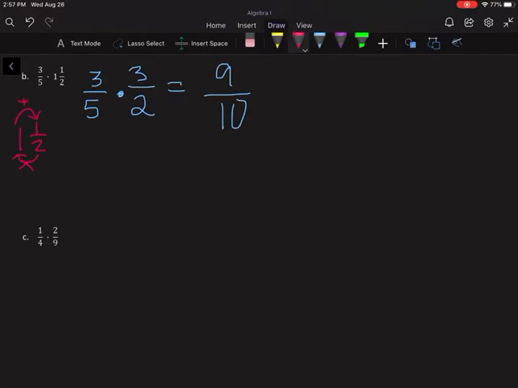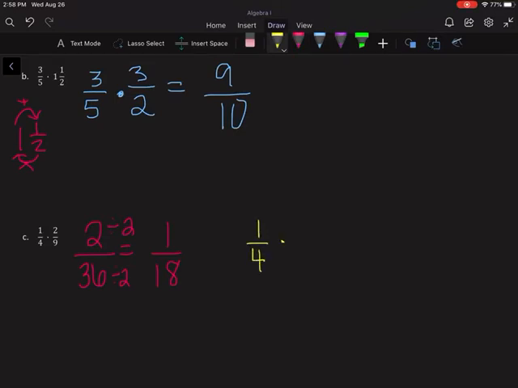Okay, there's 2 ways we can go about doing it. Multiply across and then reduce. So if we multiply across, we have 2 times 1, which is 2. 4 times 9 is 36. Okay, and then I would reduce that. 2 goes into both of those, so divide by 2. Divide by 2. And we have 1 over 18.